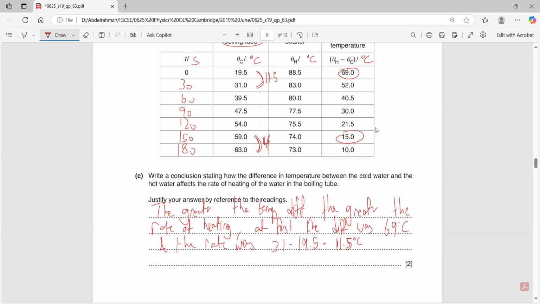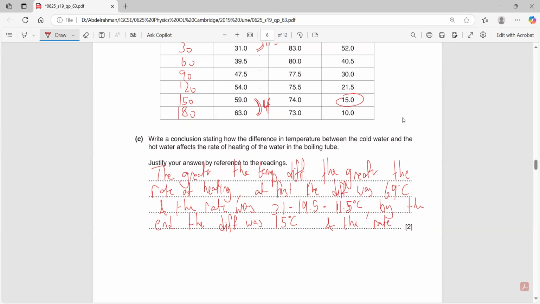By the end, the difference was 15 degrees Celsius, and the rate was 63 minus 59, which was equal to 4 degrees Celsius.